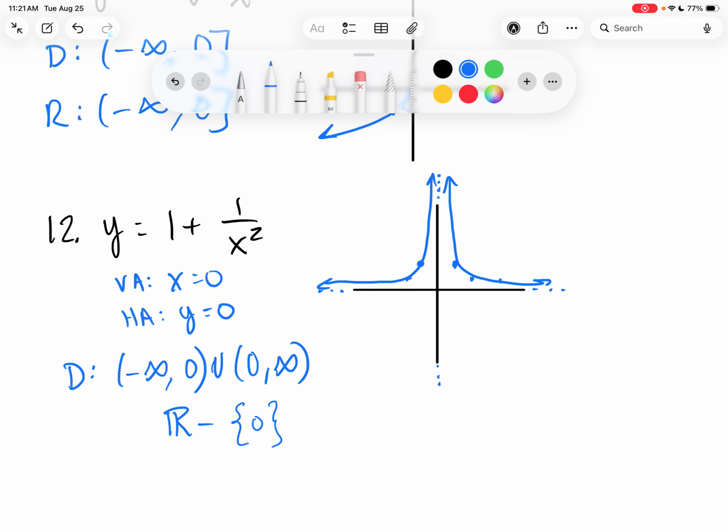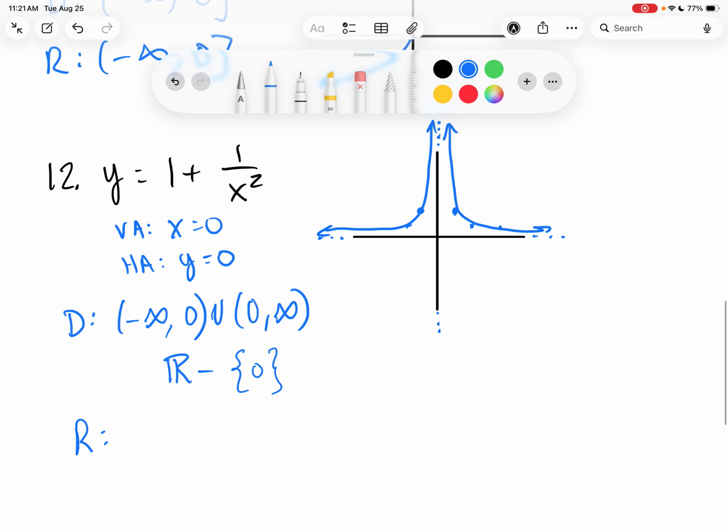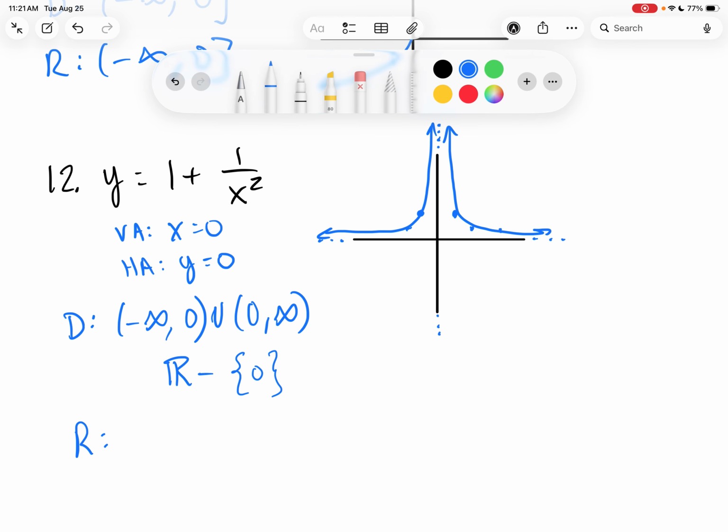Now, I didn't really do enough for us to actually look at the range, so let me backtrack and talk about that for a second now that I'm looking at it. So if you remember, I said we're shifted 1 in some direction. Well, because it's not touching the x, that means it's an up and down shift. So when x was 3, I was at 1 1/9. If I go to 4, I'm at 1 1/16. If I go to 5, I'm at 1 1/25. So it doesn't touch 1.